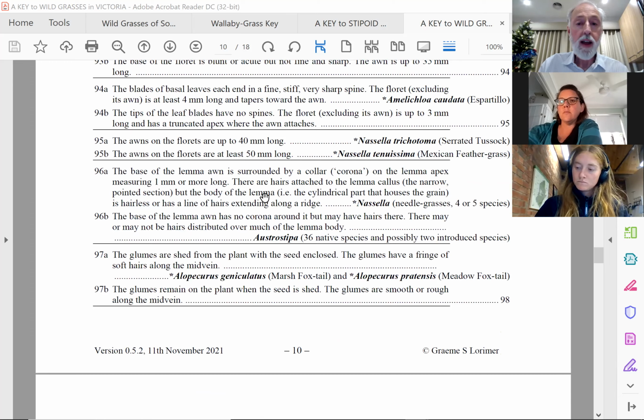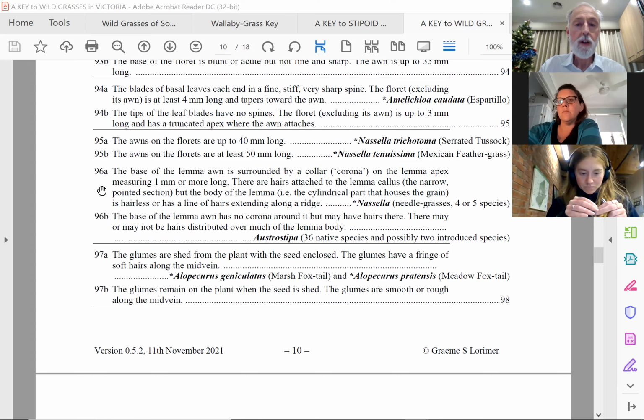Now, 96A, well, in 96 we see we've either got a Nacella or an Austrostipa. And so this is the fourth step in that four-step process that I gave you out at Toowoomba Vale for a speargrass or a needlegrass. And you remember how to distinguish them. It's by the corona. So 96A says the base of the lemma awn is surrounded by a collar or corona on the lemma apex, on top of the lemma, measuring 1 millimetre or more long. And you could measure that and you'll confirm that.